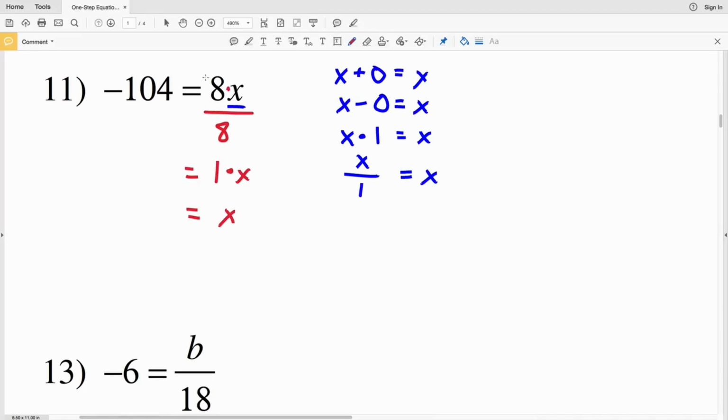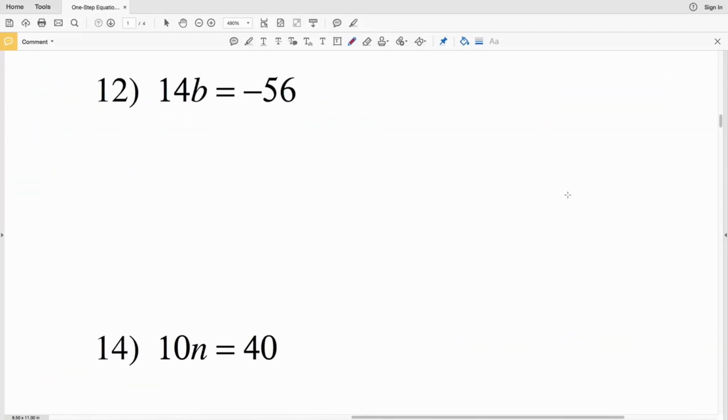But remember, whatever we do to the left, we also do to the right. So we're going to divide this 104, which is negative, by 8. That's going to give us a negative 13. So x is equal to negative 13, or you can say that negative 13 equals x. Number 12, we're going to divide by 14.